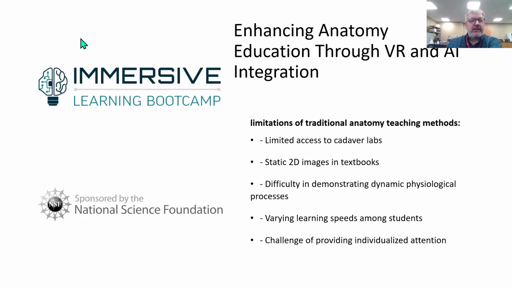So it typically is not a financially viable option for a lot of small schools, especially things like community colleges. And then the other option are these 2D images that you get from textbooks, which don't afford a lot of realism and the feeling of being there. Thirdly, with many of these static images or static models, it's difficult to describe physiological processes that are happening in real time to students.